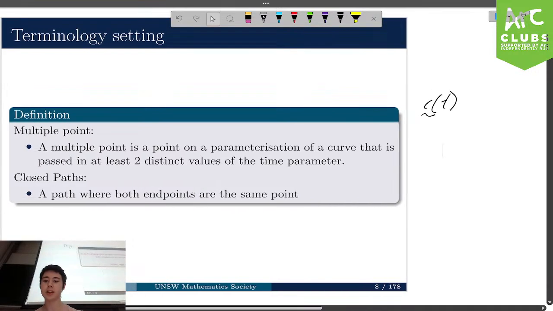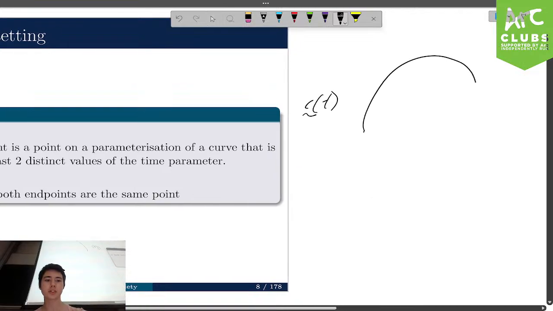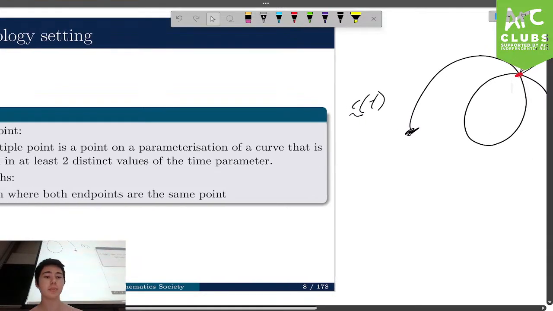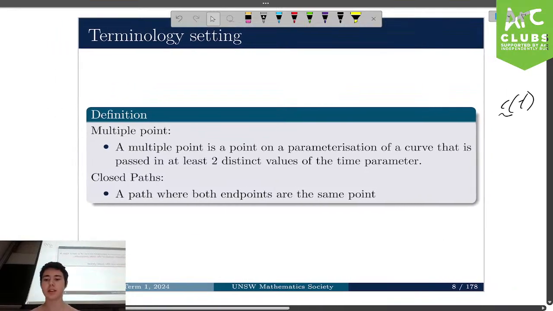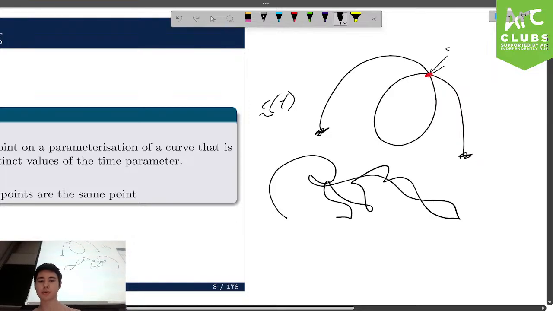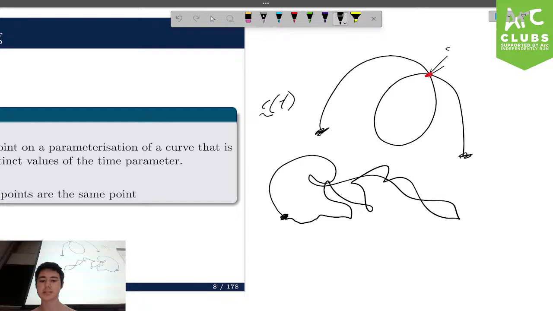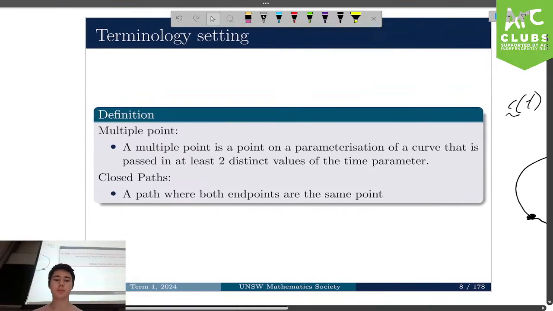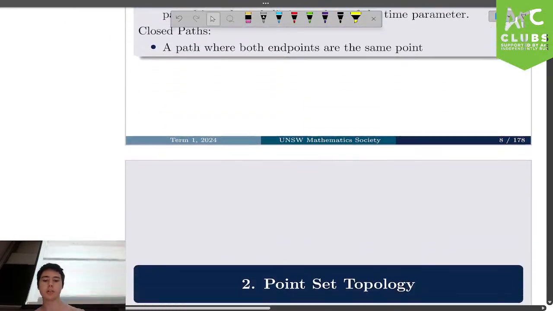So what this implies is if we have a curve that looks something like this with endpoints A and B, we have this point right here, which I'll just highlight in red pen, is a multiple point because it is passed in two distinct points in time of this curve. And then we have closed paths, whereby whatever the curve goes through, it ends at the exact same point. So it becomes closed, right? Quite intuitive, and we'll get moving on.